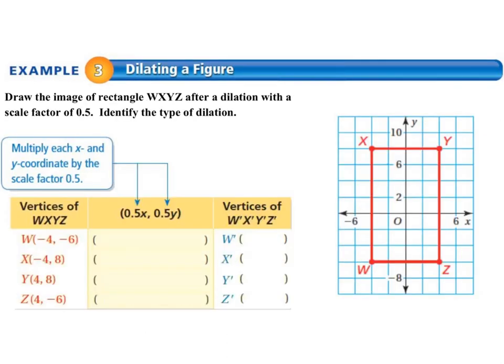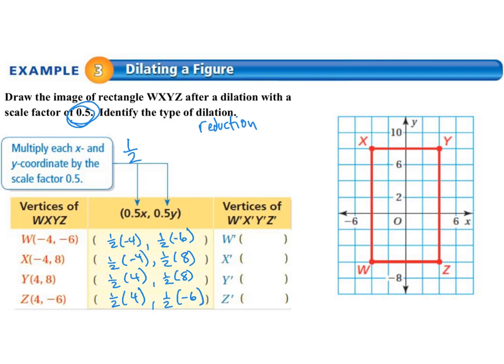Okay, I'll try and do this one a little faster, but I wanted to make sure you saw an example of a reduction. So notice, scale factor is less than 1. This is called a reduction. So here we're multiplying by 0.5. Remember, 0.5 is the same as 1/2. So we're going to be doing half of our x coordinate and half of our y coordinate over and over. Okay, so let's figure out what all those numbers are and put them into our final column over here.